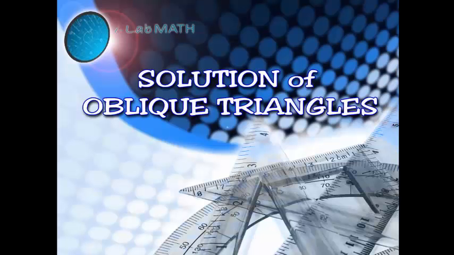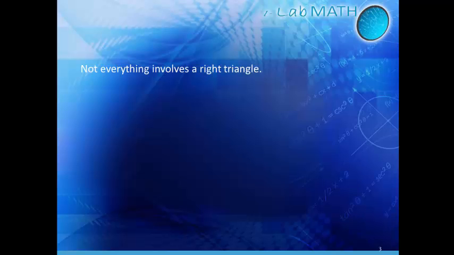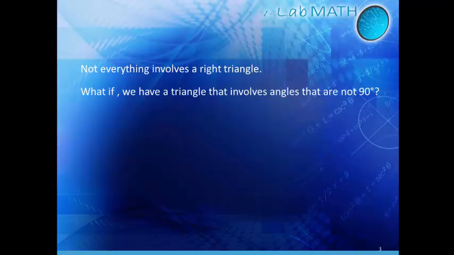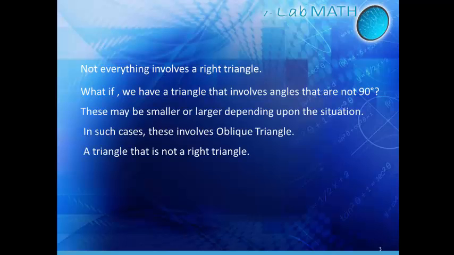Hello everyone, today we will be discussing solution of oblique triangles. In trigonometry, we will not be just dealing with right triangles. What if we have a triangle that involves angles that are not 90 degrees? This may be smaller or larger depending upon the situation. In such cases, we are involving an oblique triangle, a triangle that is not a right triangle.